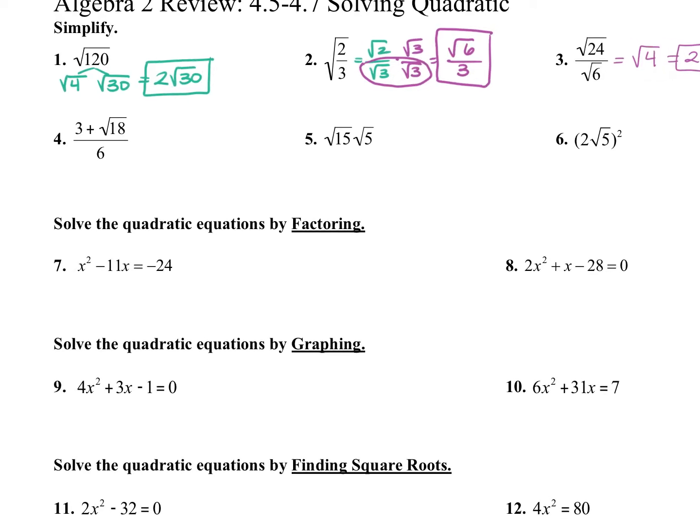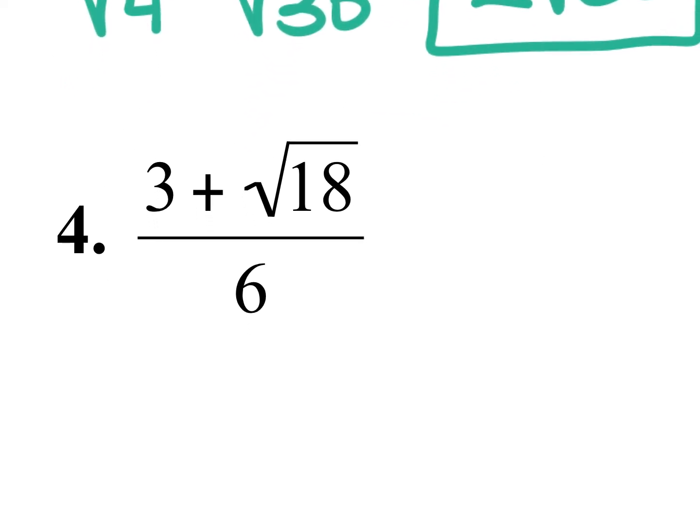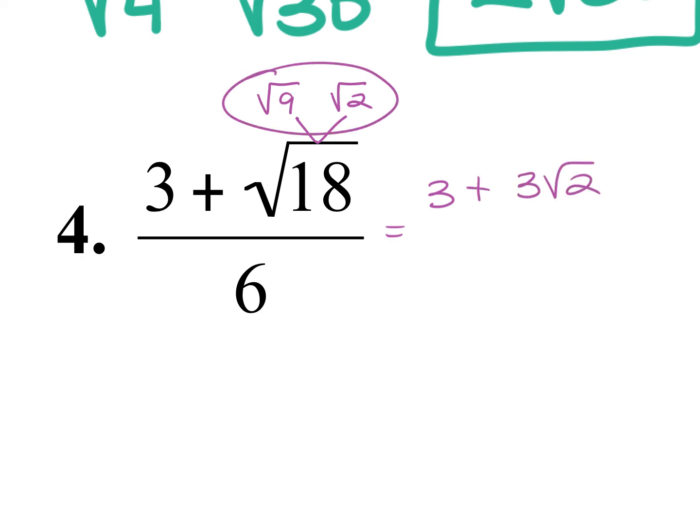All right, jump over to number 4. Ash, what would you do first on this one? Get to rad 9 and rad 2. Break that 18 down. Okay, so the square root of 9 and the square root of 2. So this would be rewritten 3 plus 3 rad 2, right? This is 3 rad 2 over 6.